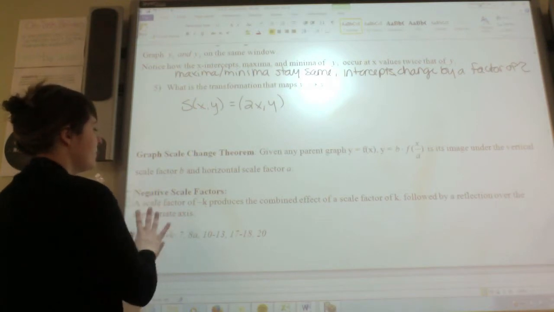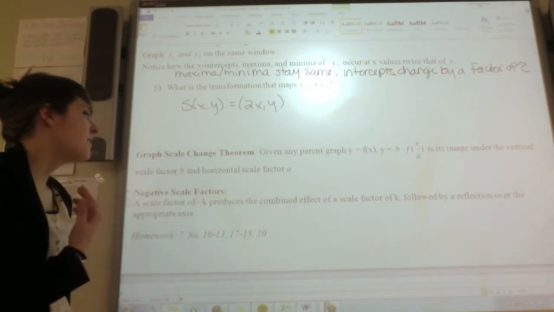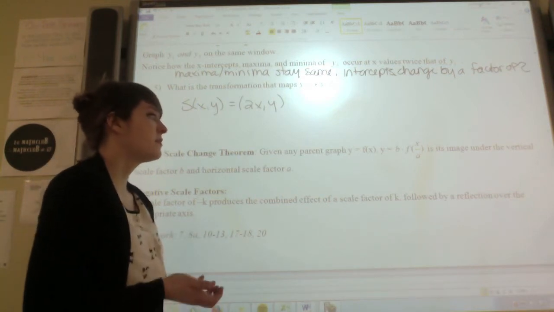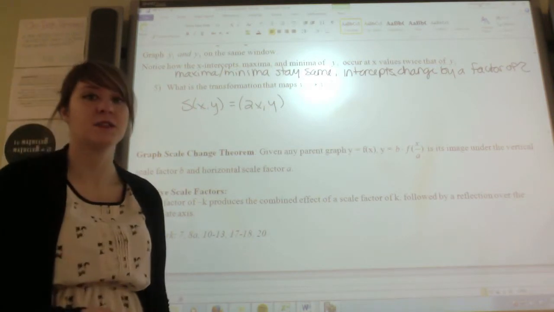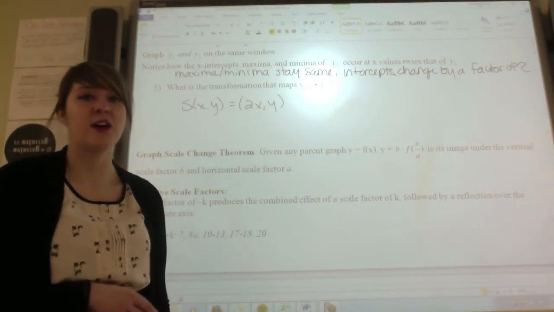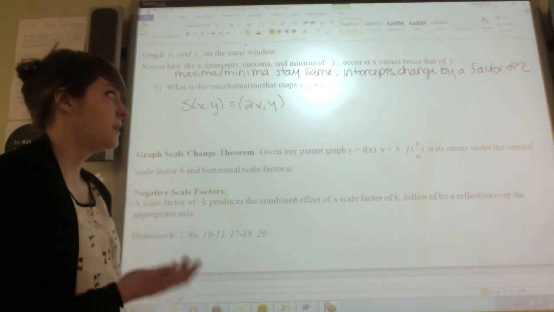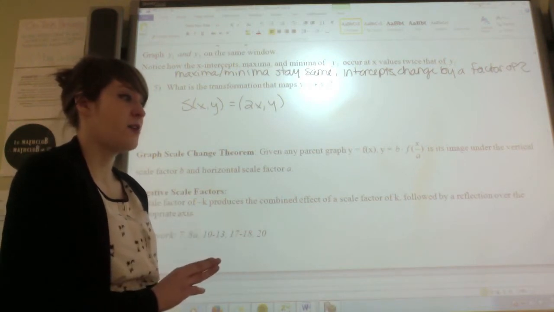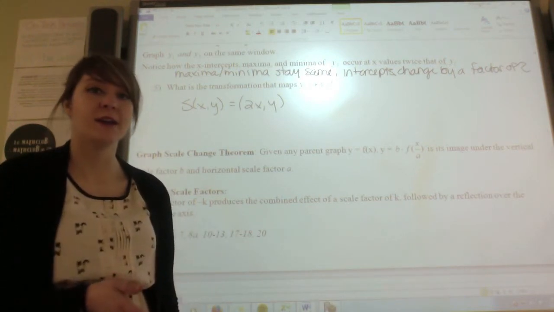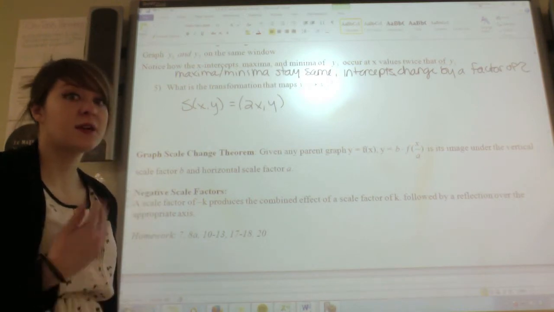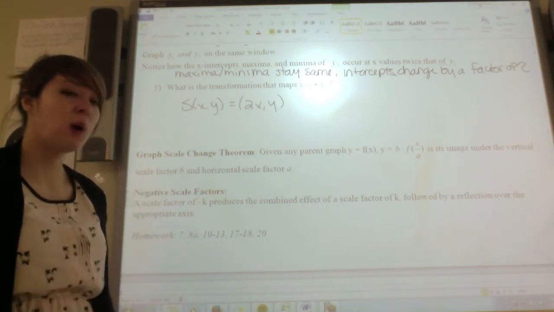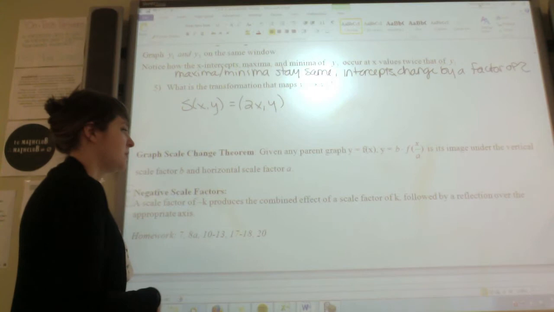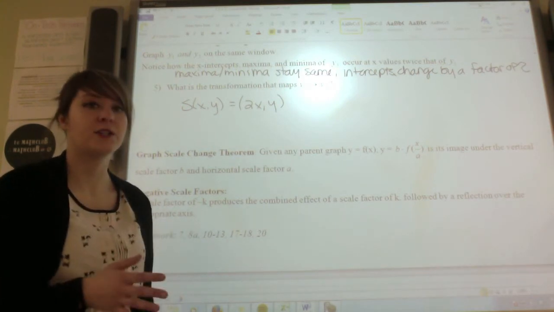So, one more thing is with negative scale factors. If you have a scale factor that's a negative number, that produces the combined effect of a scale factor of k followed by a reflection over the appropriate axis. So basically, if you're multiplying your x value by a negative number, remember in the last section we were talking about even and odd functions, so changing that x value would be like a reflection over the y-axis. If you change your y value, that's like a reflection over the x-axis. And if you change them both, that's like a rotation around the origin. So depending on where your negative is, that produces that sort of reflection or rotation as well as a scale factor.